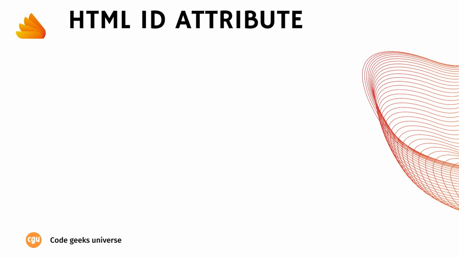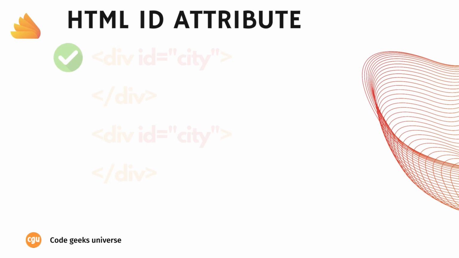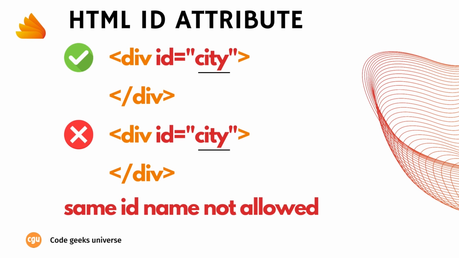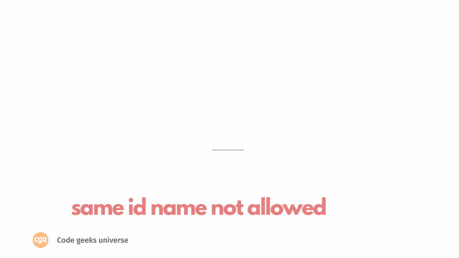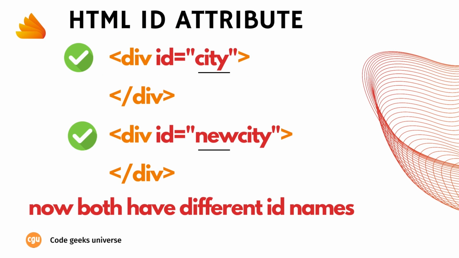The HTML ID attribute serves a crucial purpose by allowing you to assign a unique identifier to an HTML element, so that no two elements share the same ID within an HTML document. By following this rule, you can maintain clarity and prevent any confusion when working with your code.